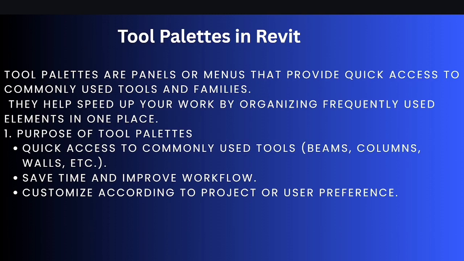Tool palettes in Revit. What is a tool palette? Tool palettes are menus that provide quick access to commonly used tools and families. For example, in AutoCAD, we press Ctrl+1, which means object properties. In this series, I'll be giving a lot of references to AutoCAD because Revit Structure and Revit Architecture are advanced software. First we need to learn AutoCAD, then Revit. We can adjust columns, beams, levels, and all things from object properties.